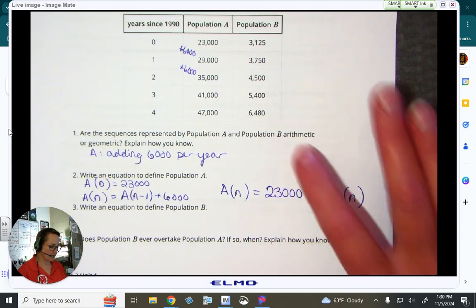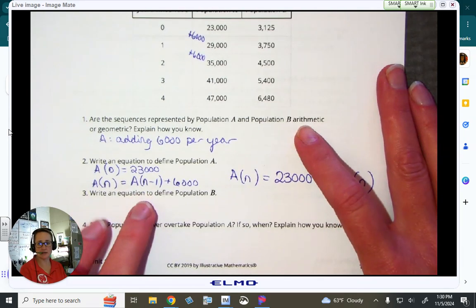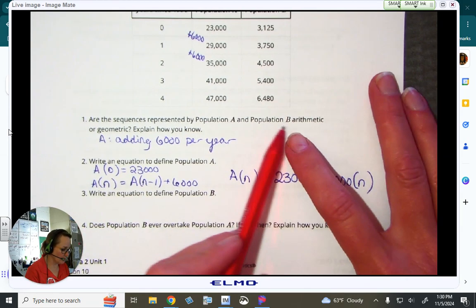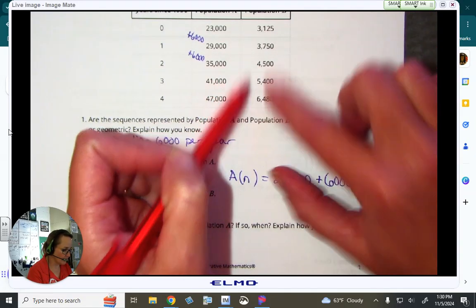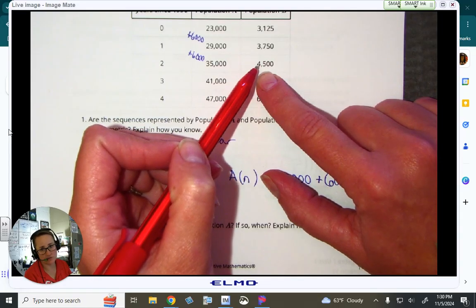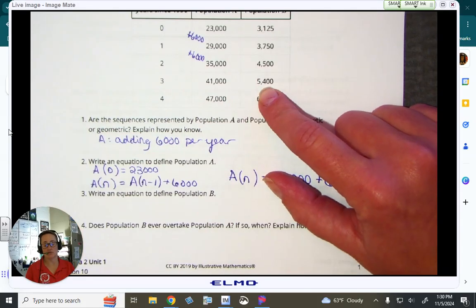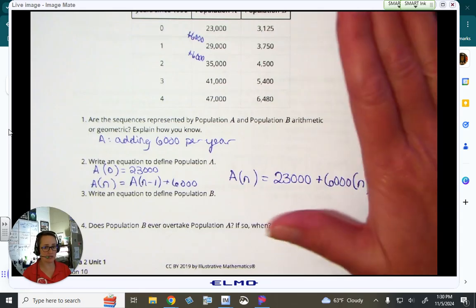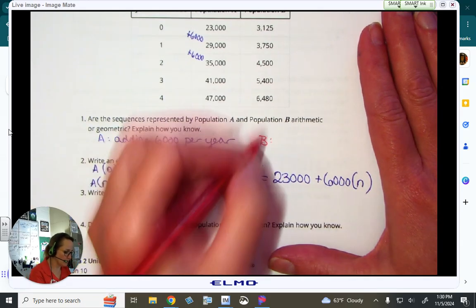Now let's look at the same thing for population B. Let's see what's happening there, because then I see I'm going to have to write an equation here. Okay. So population B, if I am adding, I'm going to go here because adding to here is a lot easier. That's 750. If I add 750, I definitely don't get 5,400. Okay, so this has to be geometric. B is going to be geometric.